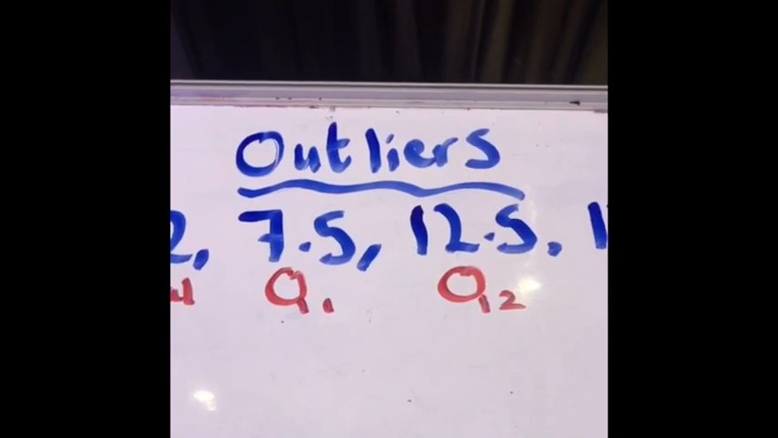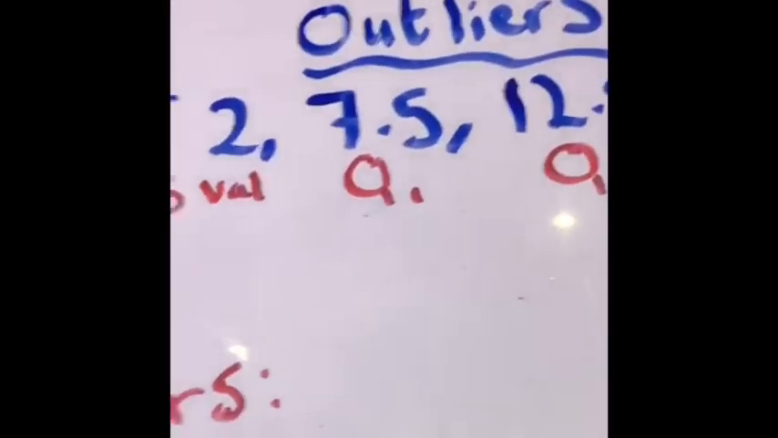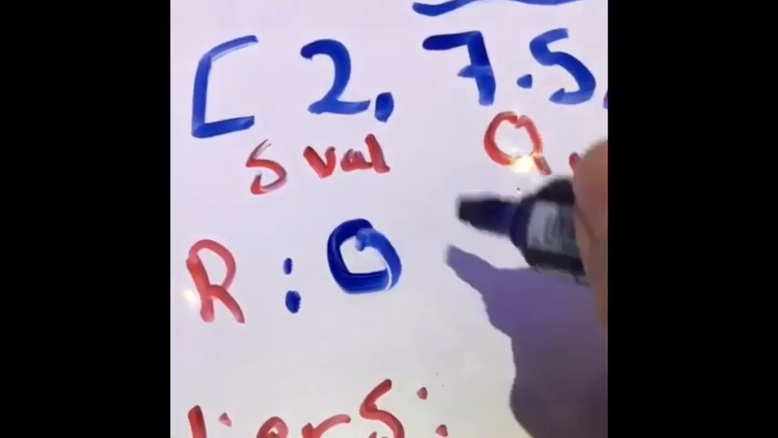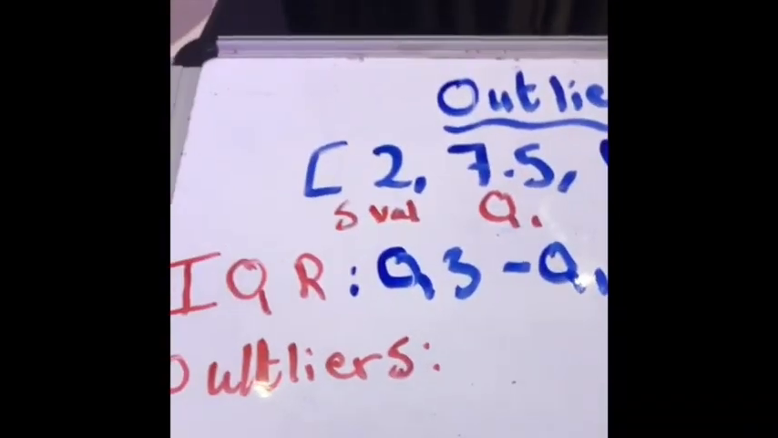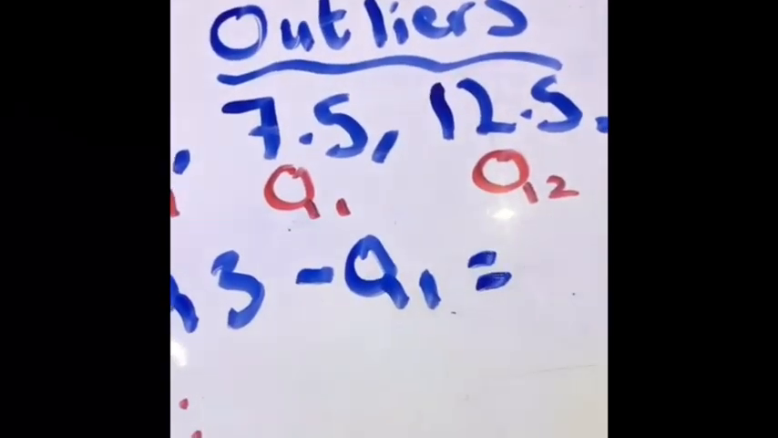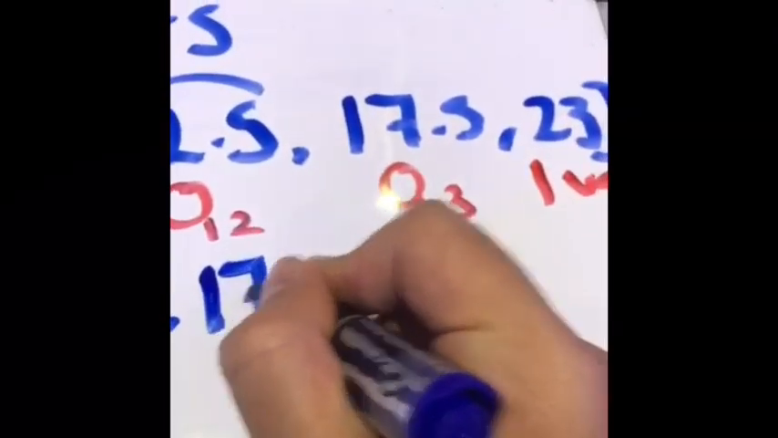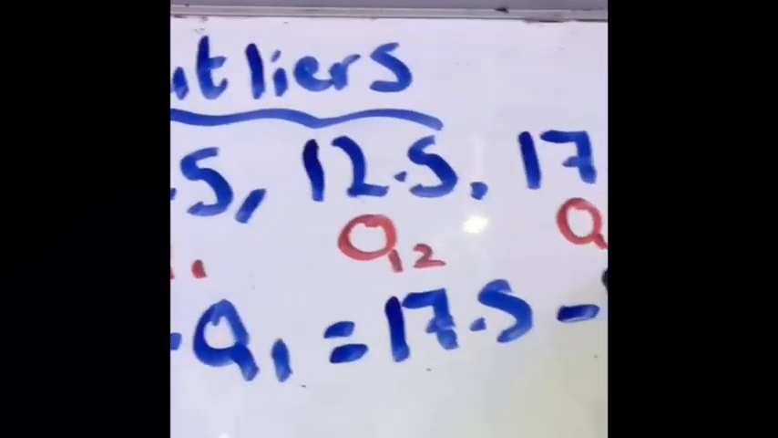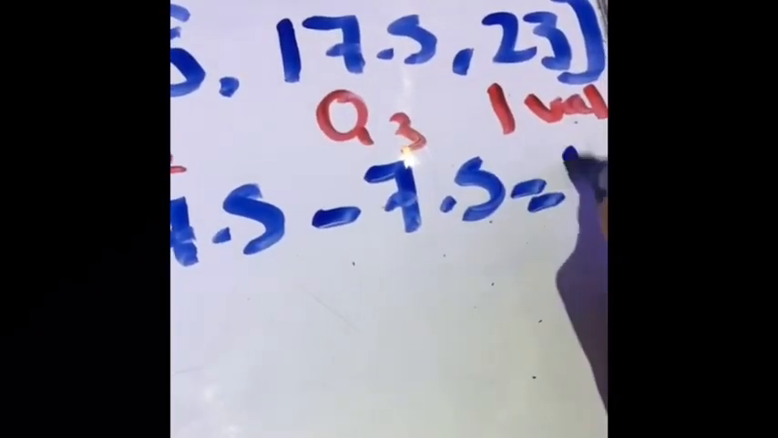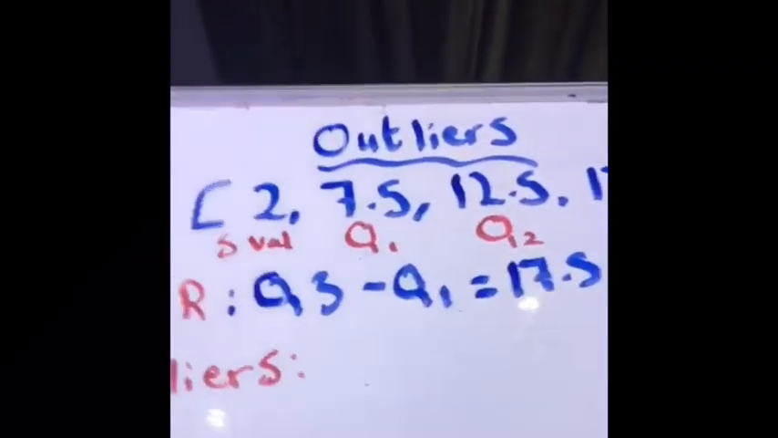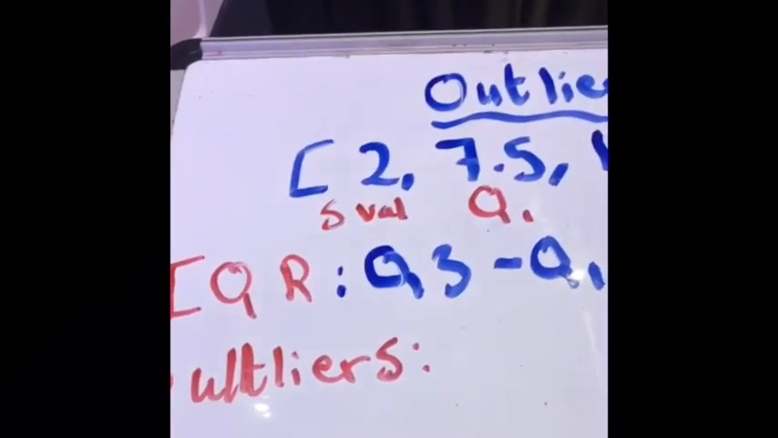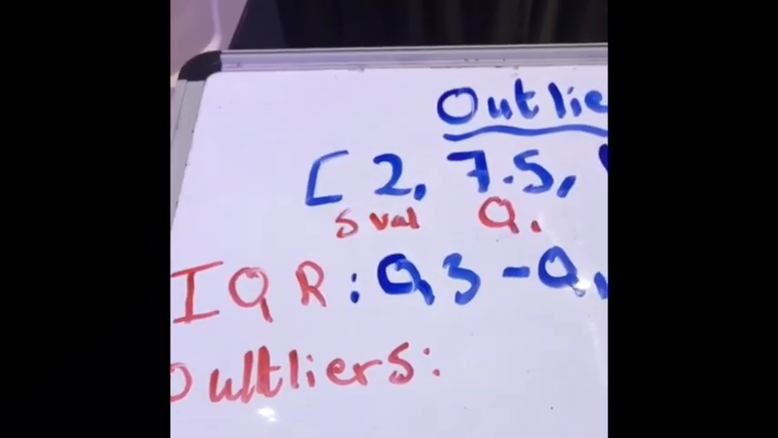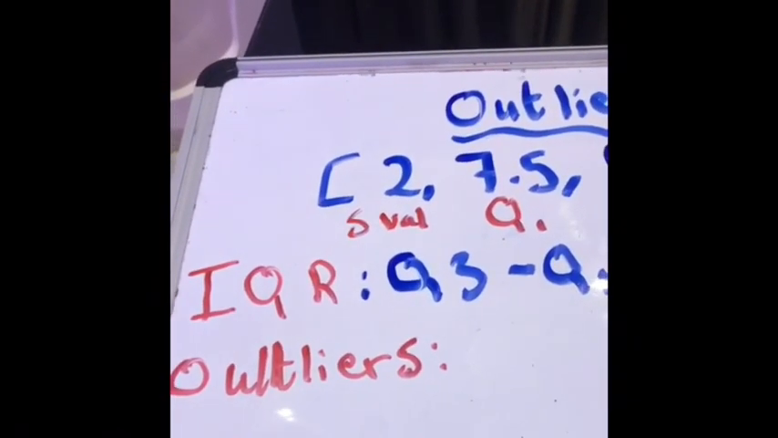How do we calculate the outliers? First, we should calculate the interquartile range, which is Q3 minus Q1. It is the range between the quartiles, so it is equal to Q3, as we have it here, 17.5 minus 7.5, which equals 10. So now, after we got the interquartile range, how do we calculate the outliers? Calculating the outliers is from 2 equations that you should memorize.